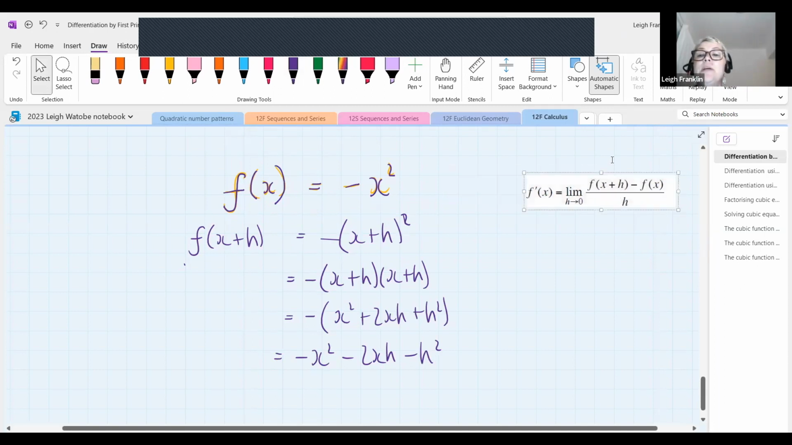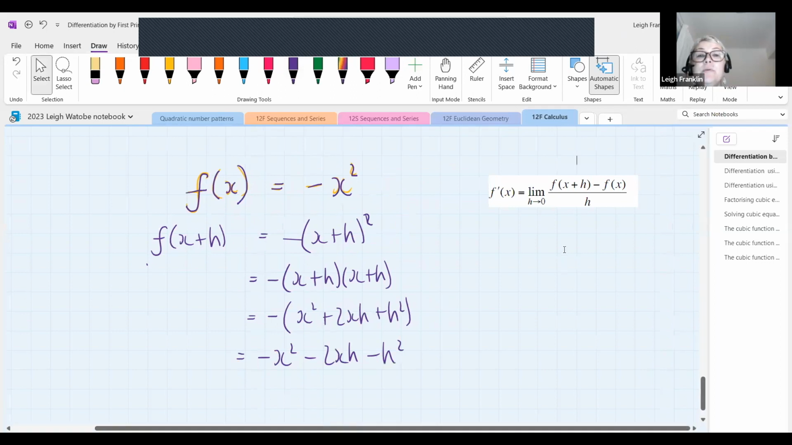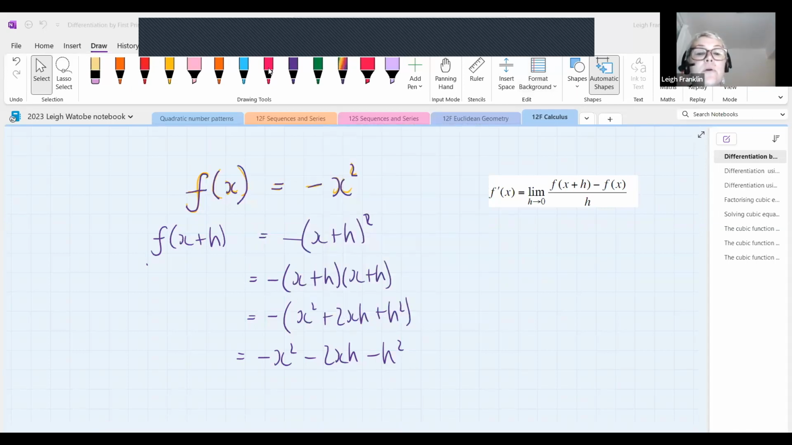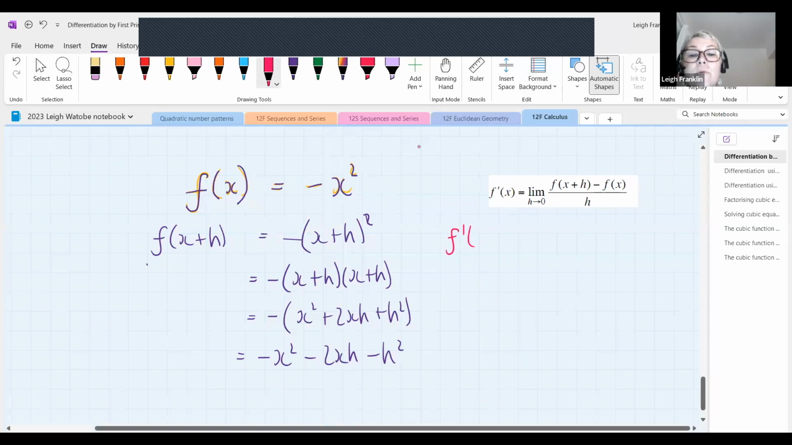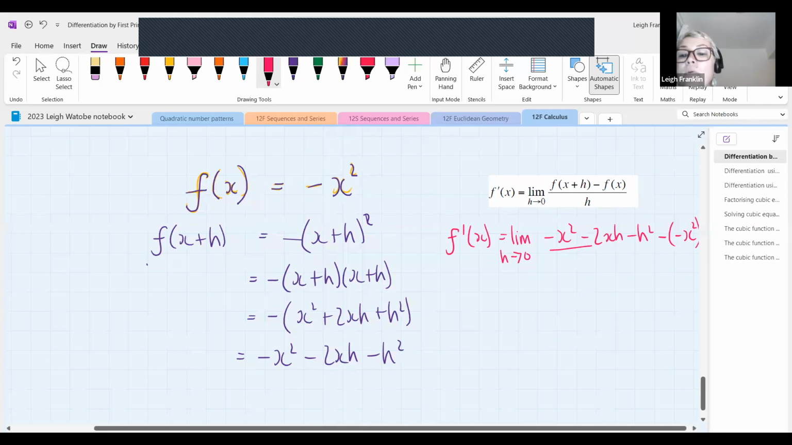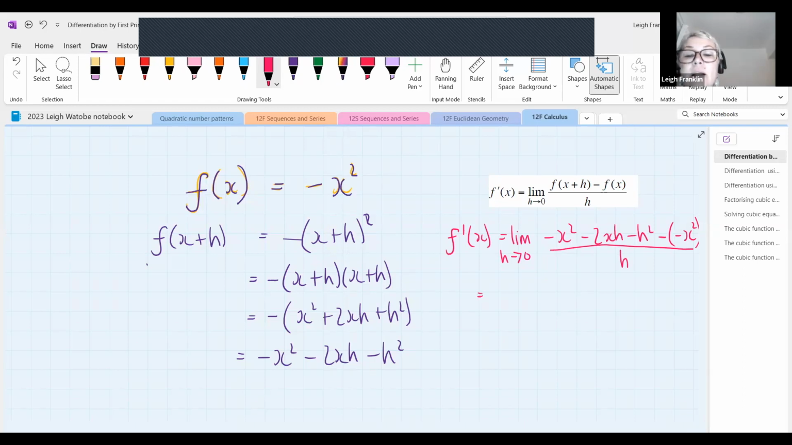So now when you subbed into first principles, into the formula, what did you have? Then where it's x plus h, I substituted the equation I got. Okay, negative x squared minus 2xh minus h squared minus, lovely, then into brackets, negative x squared. Lovely. Well done. And then all of that was over? Over h. Lovely. And then in your next line, you wrote?